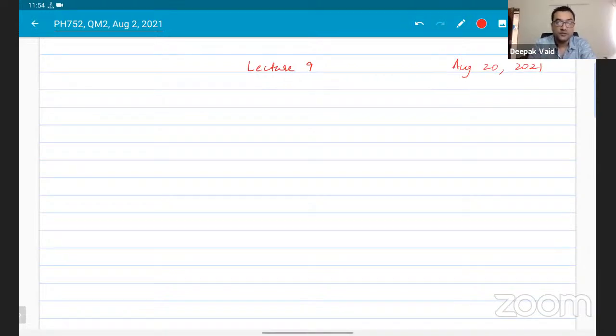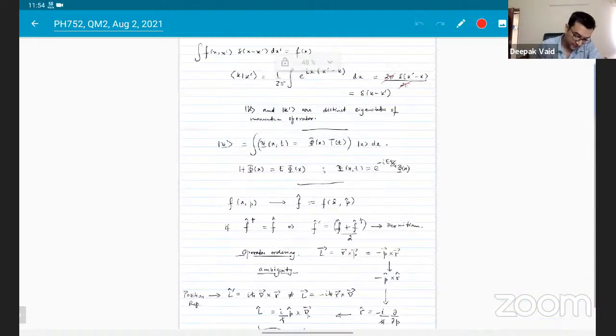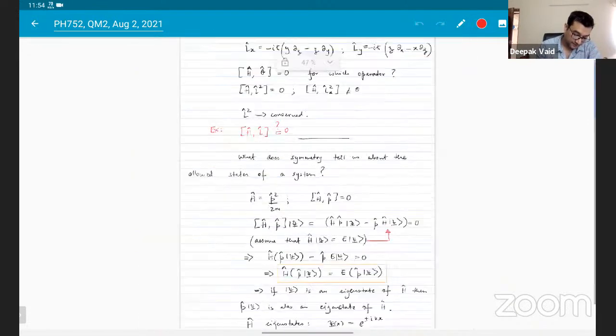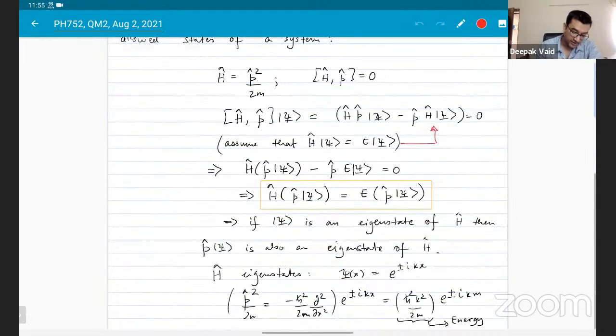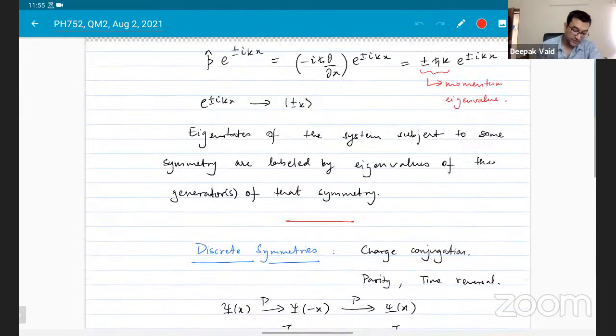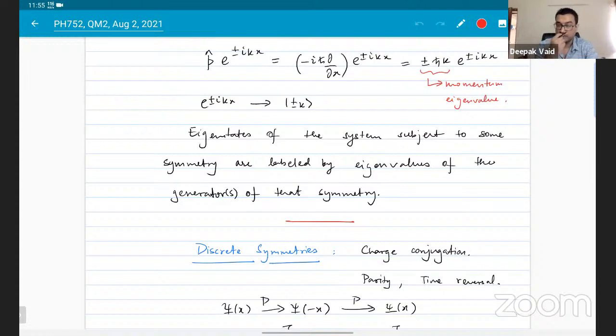Anyways, so till now we have been talking about continuous symmetries, right? And in these continuous symmetries, examples include the translations and rotations. The reason we say that they are continuous is because the action of the symmetry is associated with some parameter, right? So that parameter tells you how much of that symmetry acts on the system.